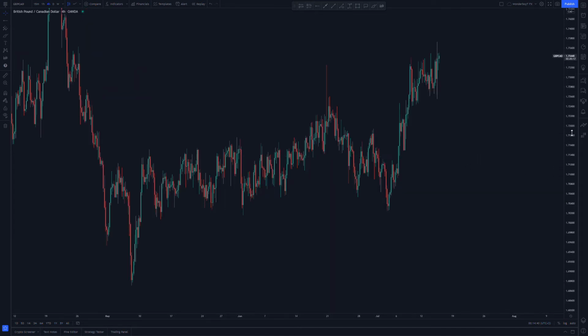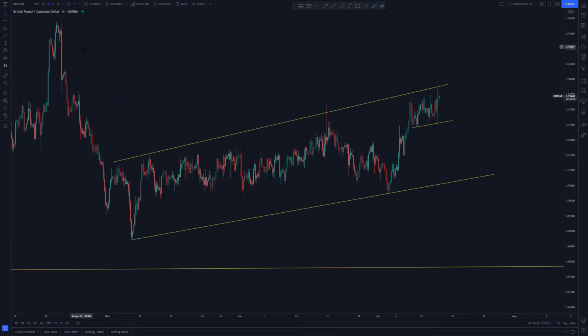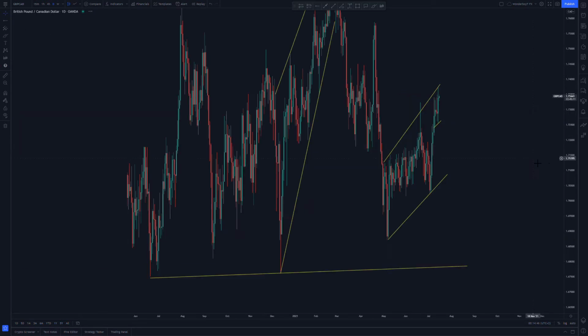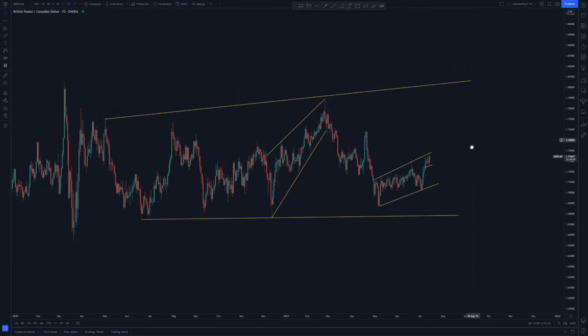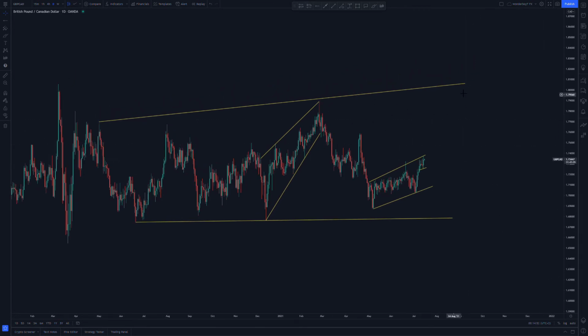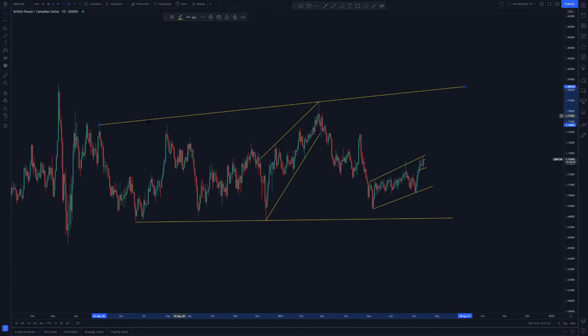The next one will be British pound Canadian dollar. Excuse me. I'm going to start off on daily as well, just to determine the trend. As you can see here, I have a bigger structure, which is my outer structure, and this inner structure, which is this one and this one.